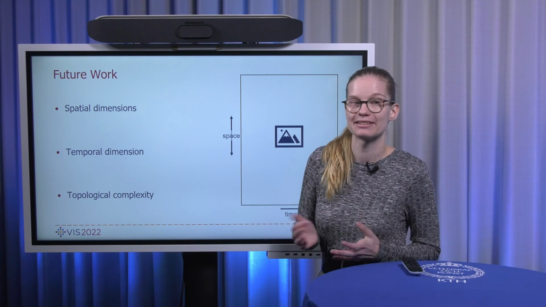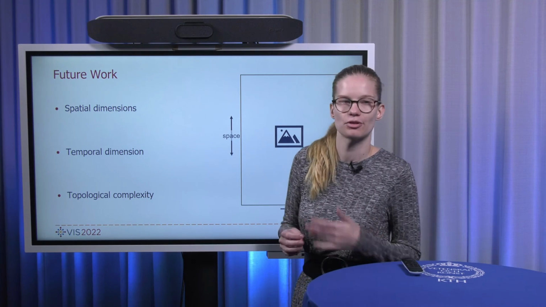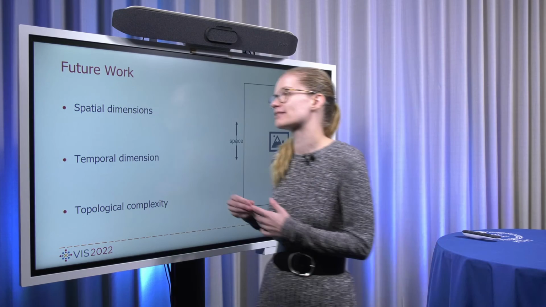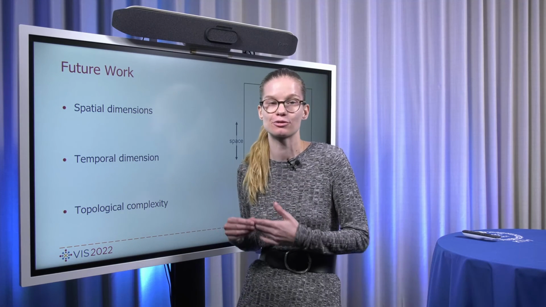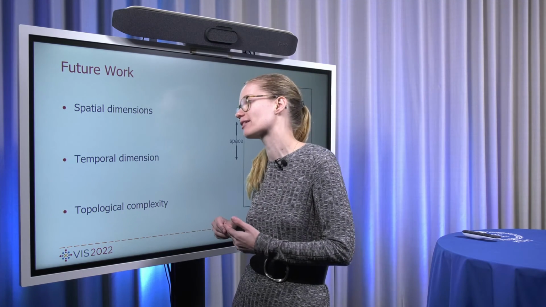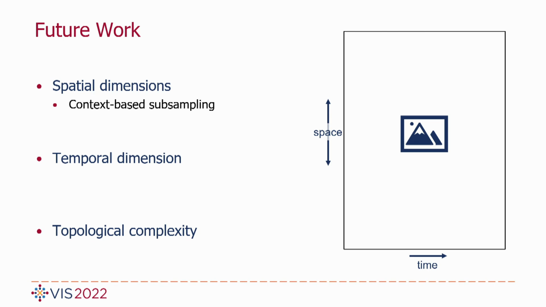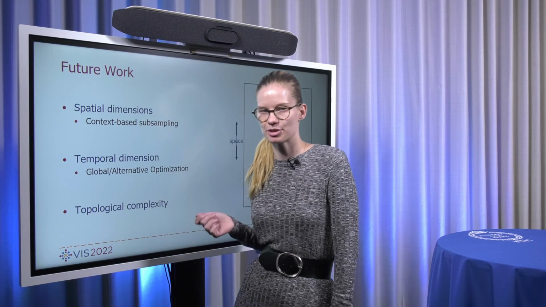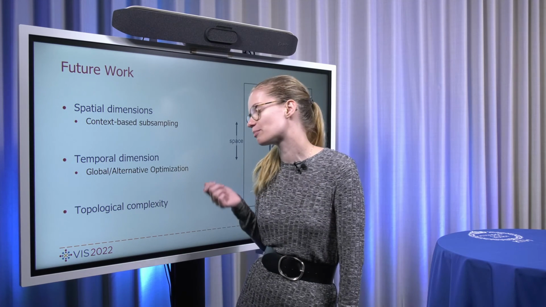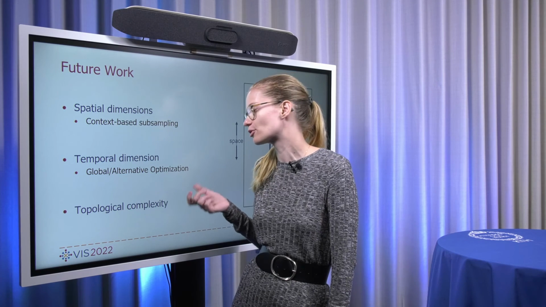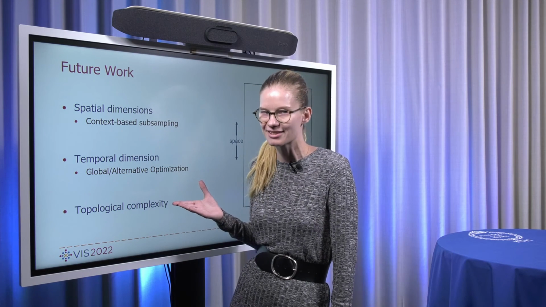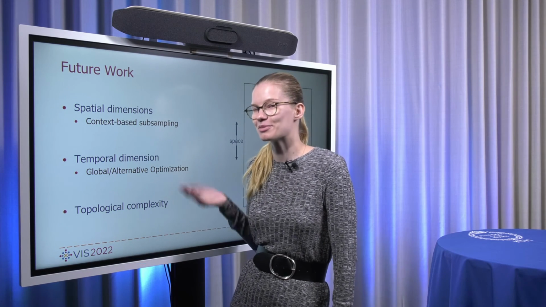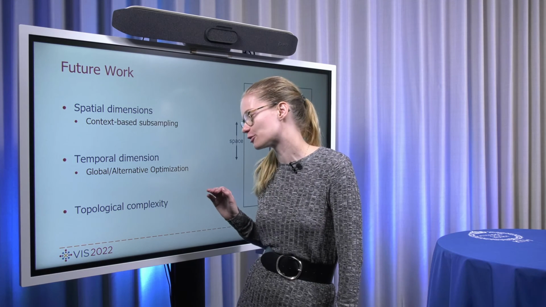We also have some ideas of where to take the method in the future and what to improve. And these are related to the three sources of complexity that we can have in a data set. We think that we can still be smarter in the subsampling. For the temporal dimension, we currently do a time step per time step based optimization, but it would be really interesting to look at a global view on that. Although, since the problem is still NP-hard, that may be difficult.